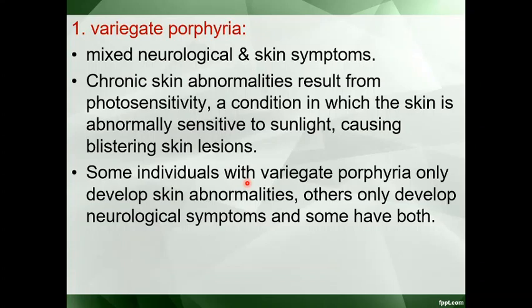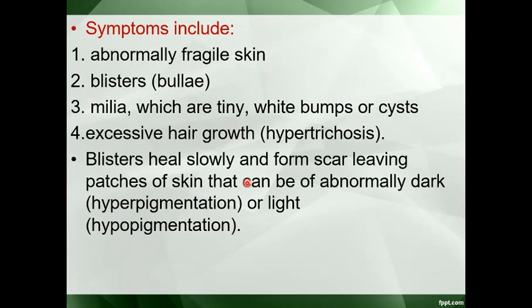We have taught you as an individual porphyria also, acute or chronic, and then I have here discussed it as a mixed porphyria because some of the people develop mixed symptoms. Symptoms include fragile skin, it tears, blisters appear, milia appear. What are milia? They are tiny white bumps, white growths you can say, or cysts. Excessive hair growth is observed. Blisters heal slowly and form a scar, leaving patches on the skin.